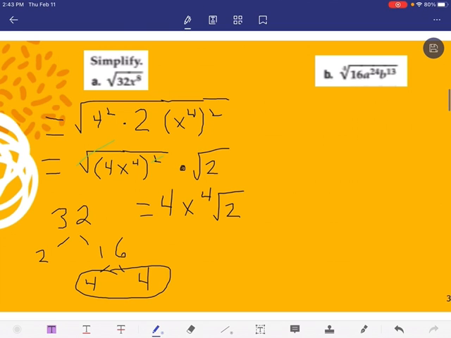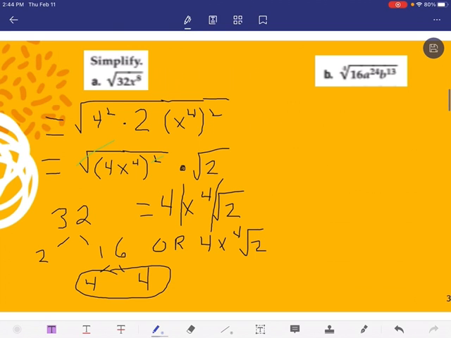Now remember, whenever we're dealing with even roots, we always want to check if we need absolute values. And in this case, technically it would be okay to put absolute values around our variable x to the 4th, but also remember that x to the 4th is an even power. So even if we plugged in a negative there, we would still end up with a positive. So it would be okay to just leave it as 4x to the 4th times the square root of 2, but it wouldn't be wrong to go ahead and add the absolute values around our x to the 4th.